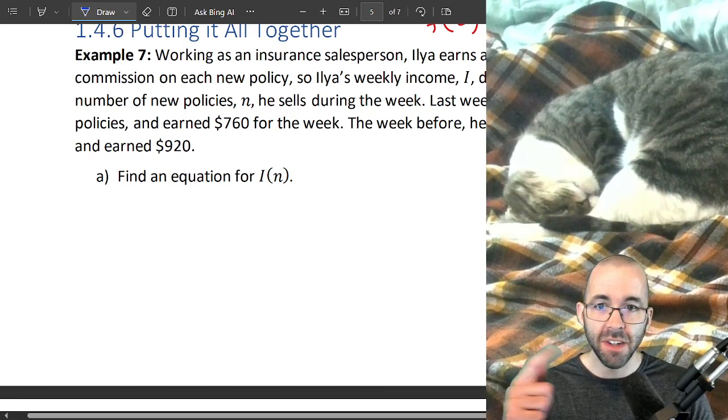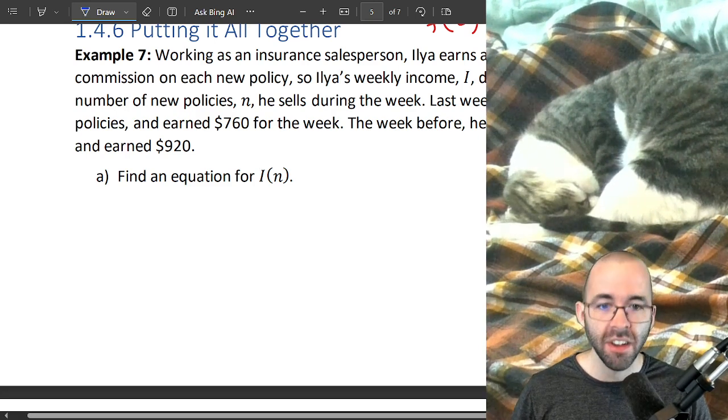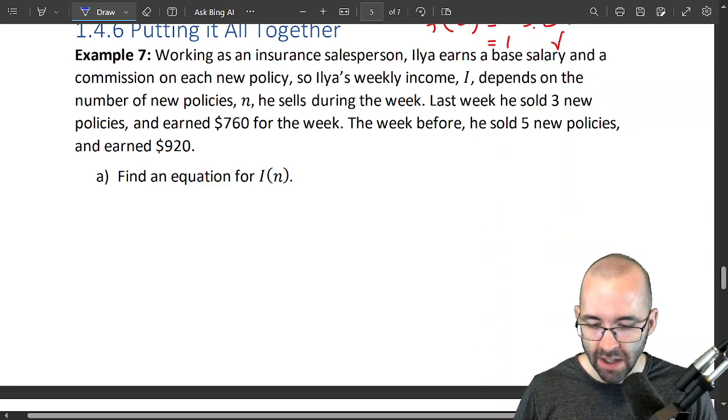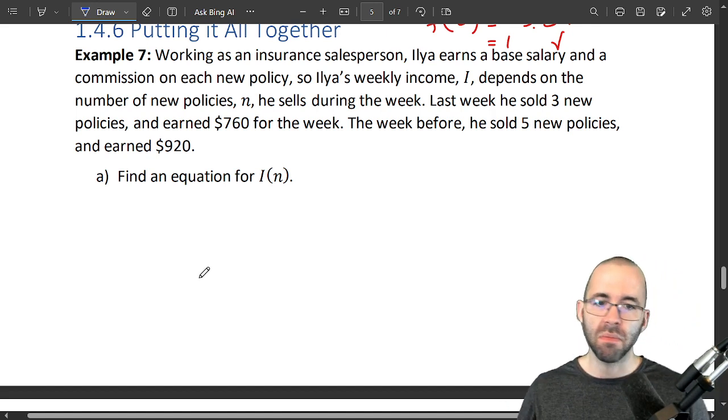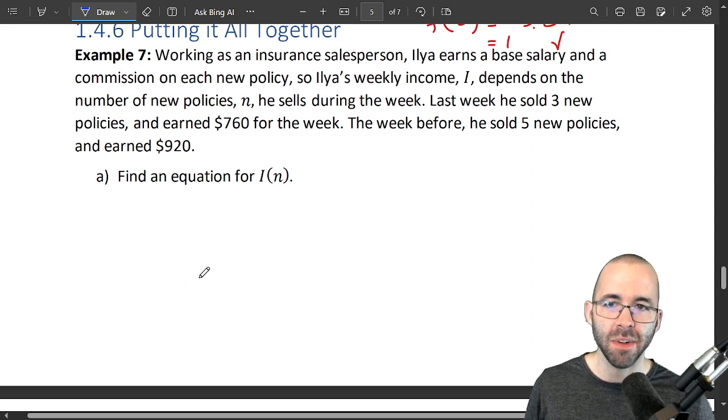If you are a human, it's time for section 1.6, putting it all together. So let's start with this example. We got 3 examples in this video, just combining a lot of fun stuff. Fun, capital F.